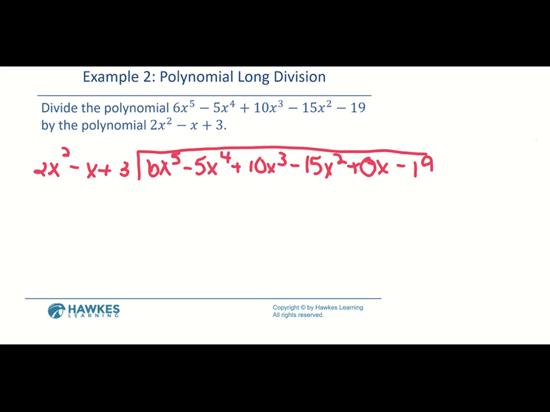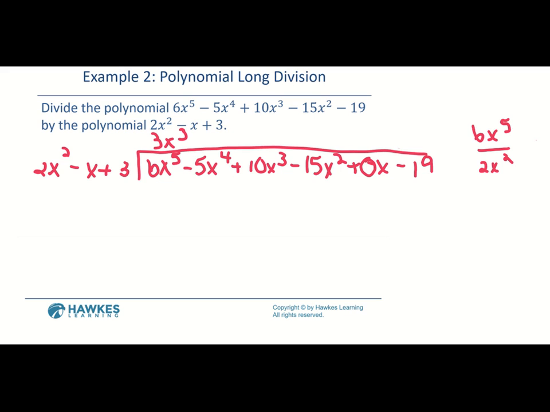All right, so the first thing we are going to do is, remember, we are going to divide. So I'm going to take this 6x to the 5th power and divide it by my 2x squared. So that will end up giving me 3x to the 3rd power.